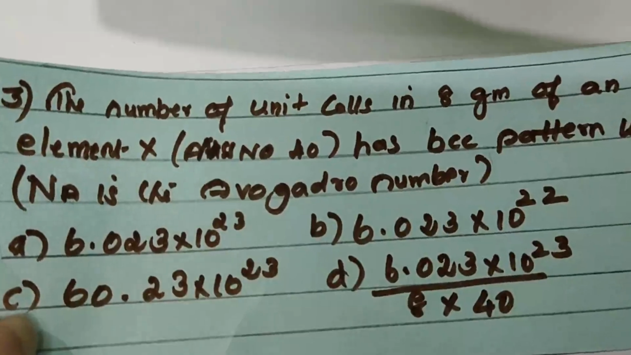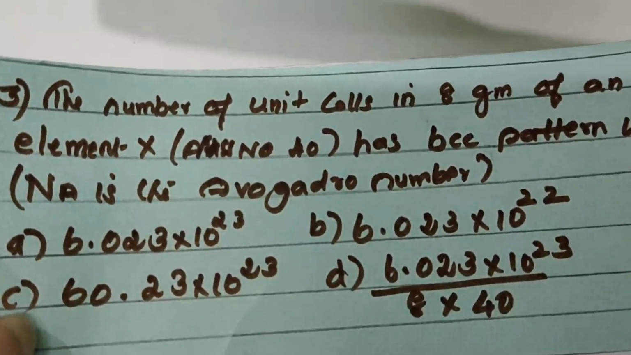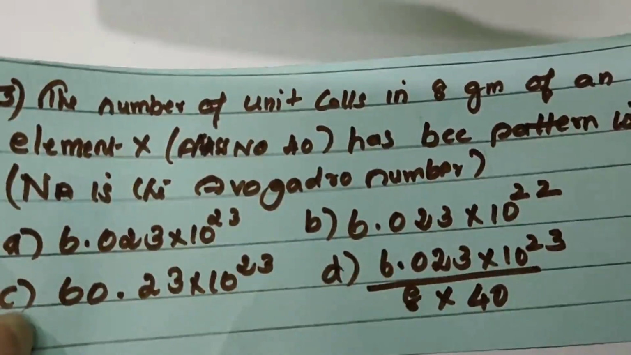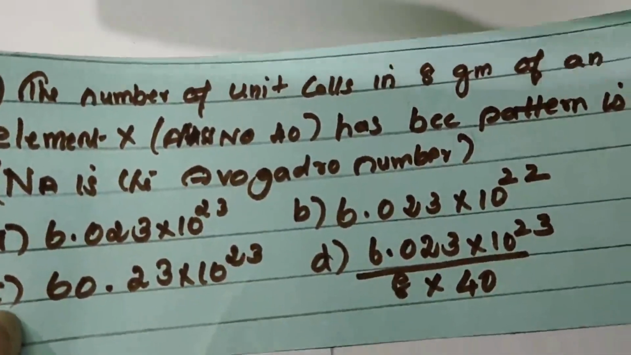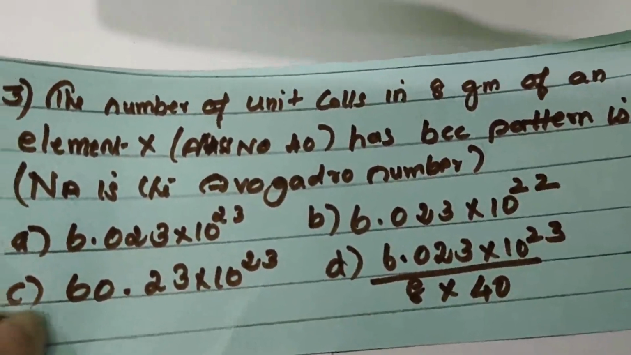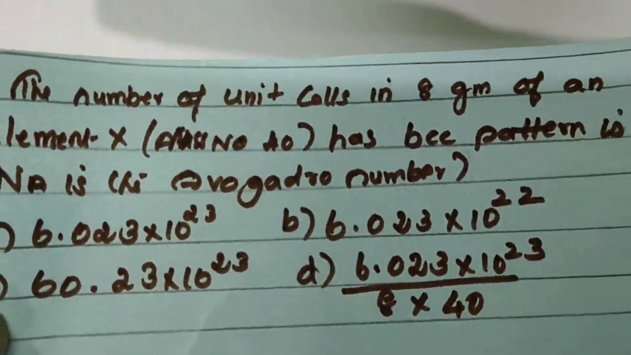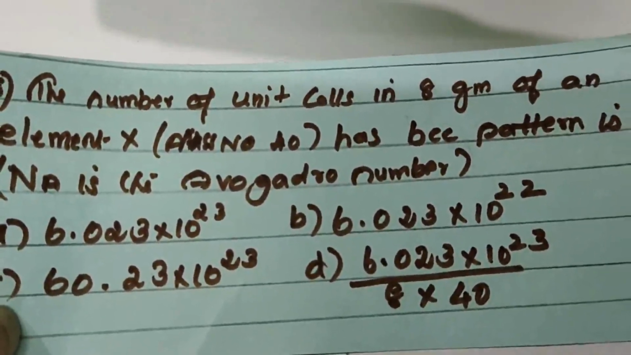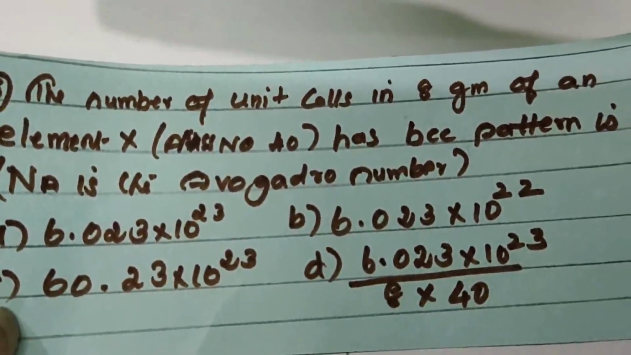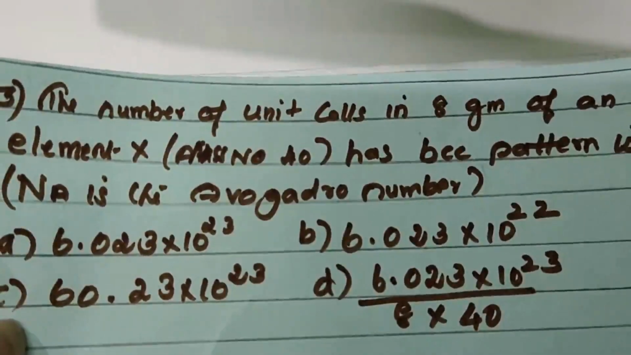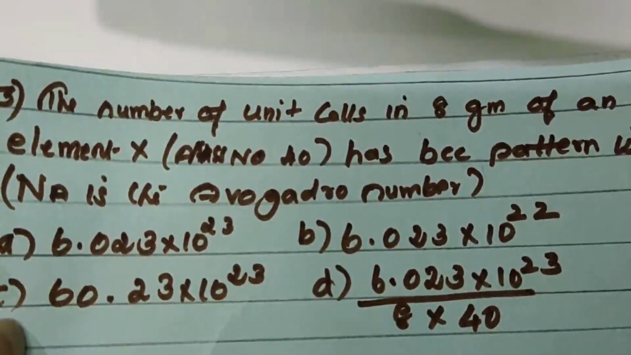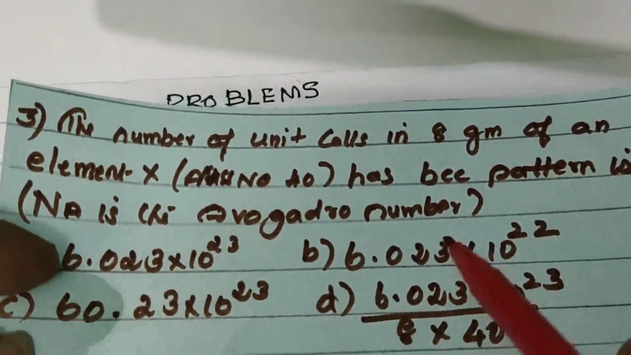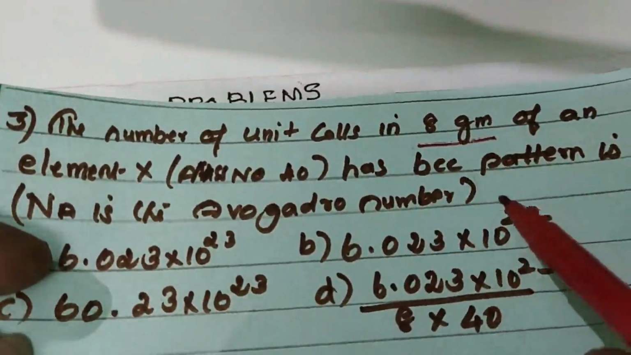Then third problem: the number of unit cells in 8 gram of an element X, whose mass number is 40, which has a BCC pattern. The Avogadro number is given: Na is 6.023 into 10 raised to 23. So once again, read the problem: the number of unit cells in 8 gram of the element, which has the BCC structure, is to be calculated.